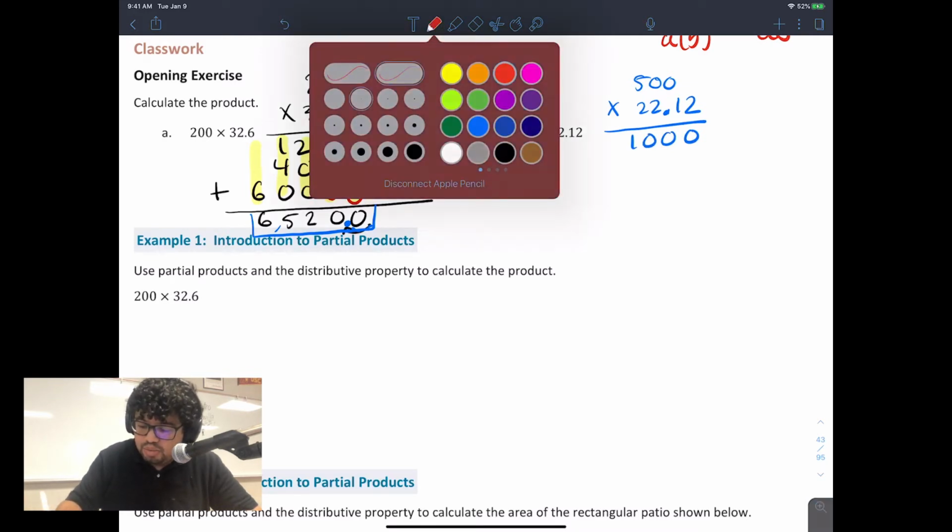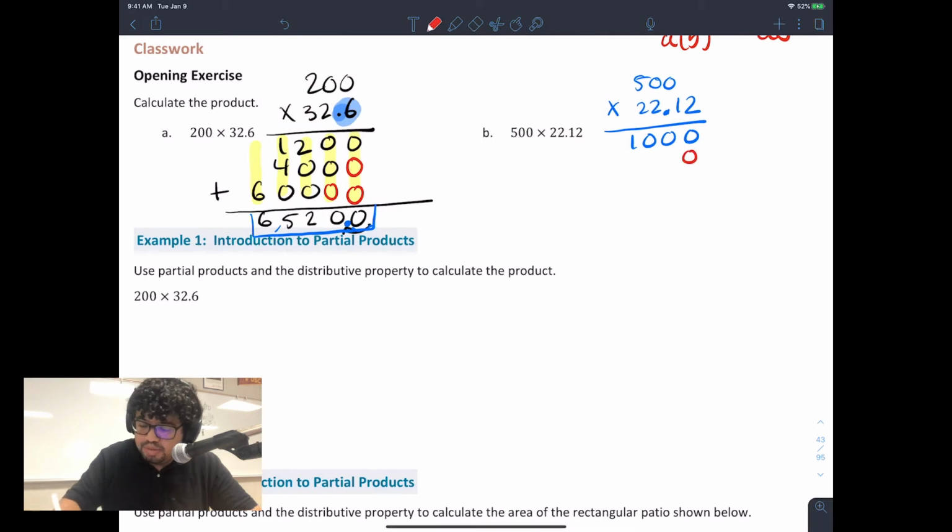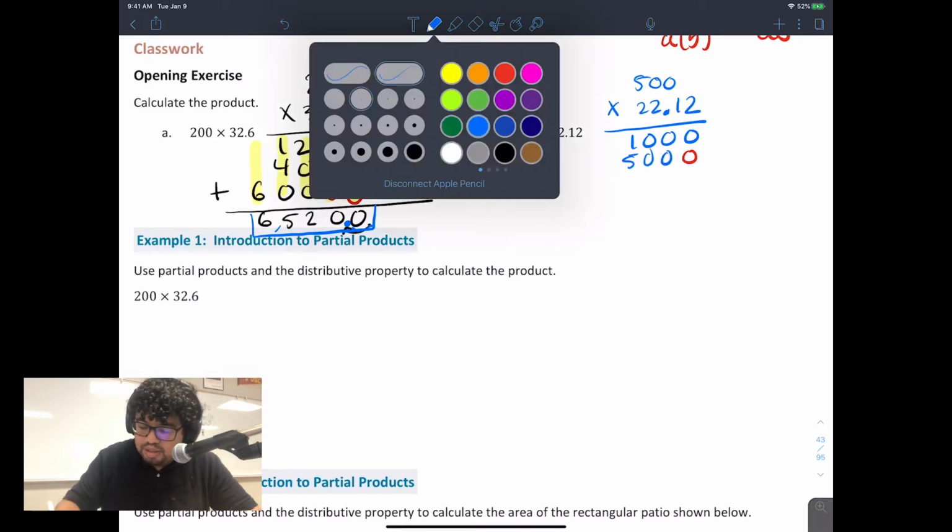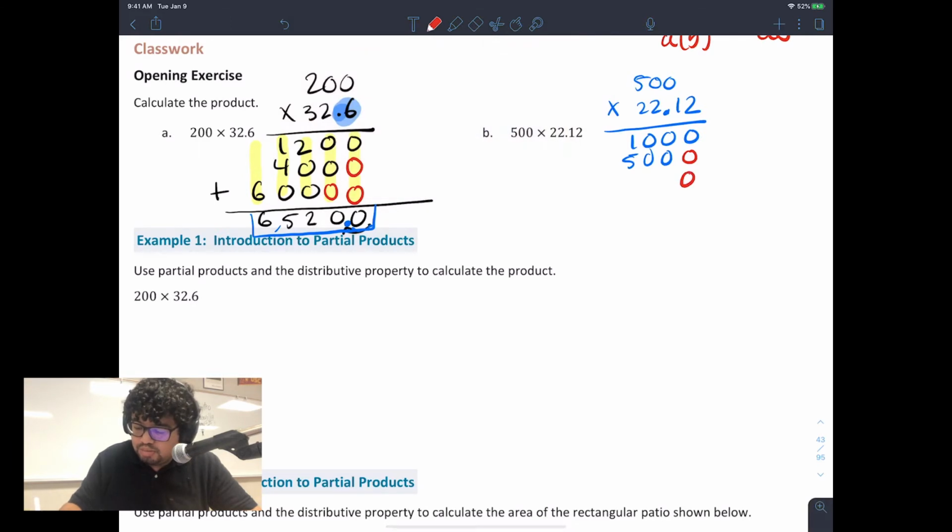Now I need a placeholder, okay, because I'm going to work with the next number. For the next number, once again, I'm going to work with the 1 times 0, 1 times 0, 1 times 5. So then that's going to give me 0, 0, and 5, okay? Now I'm going to need 2 placeholders because I'm going to work with the next number. So 2 placeholders. I'm going to work with the 2.